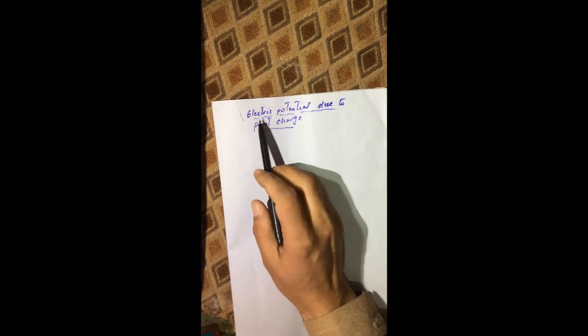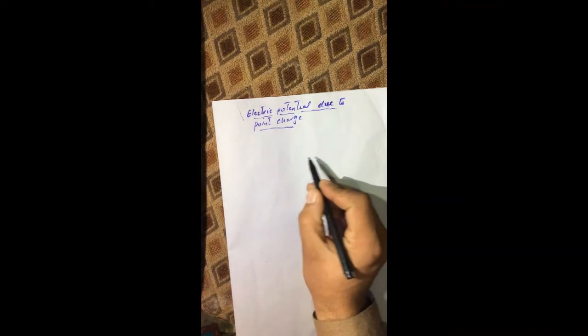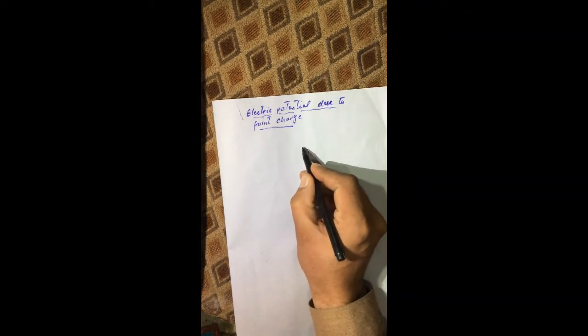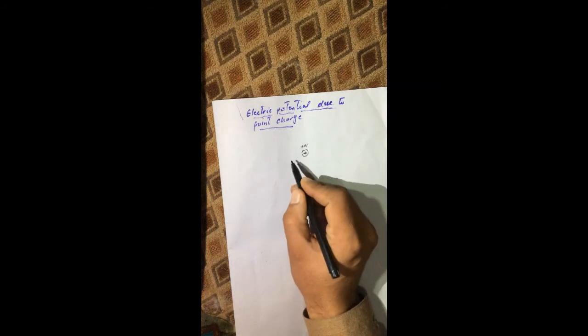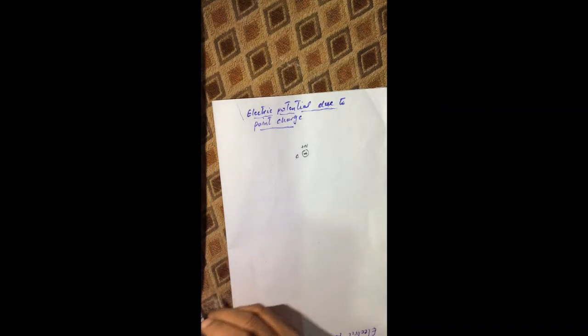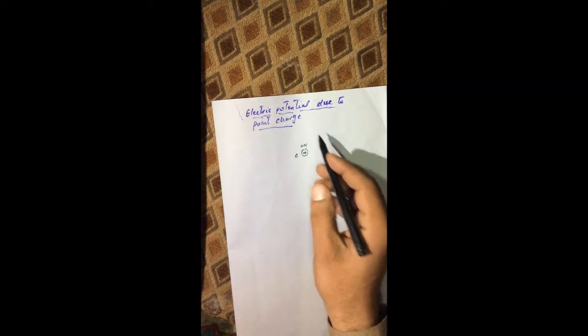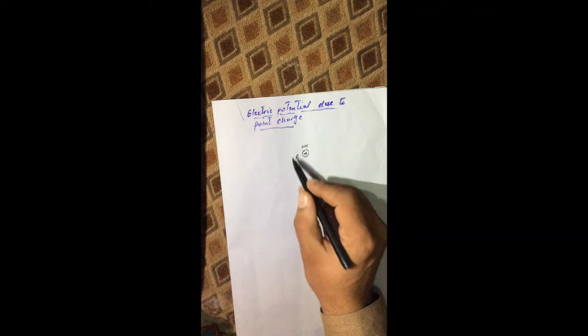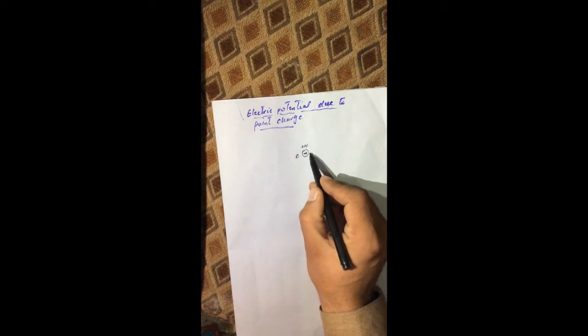Okay guys, next we discuss electric potential due to a point charge. Suppose we have a point charge plus Q, and I suppose it to be at point O. Now this point charge has a field around it, and we suppose two points in the field of this point charge.